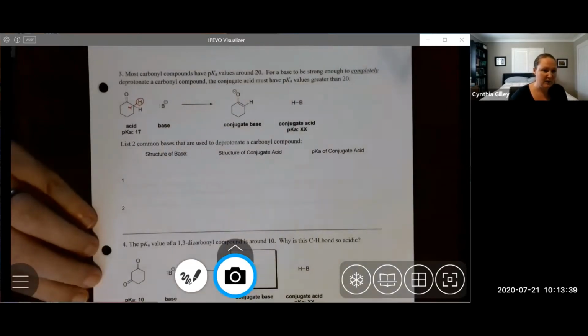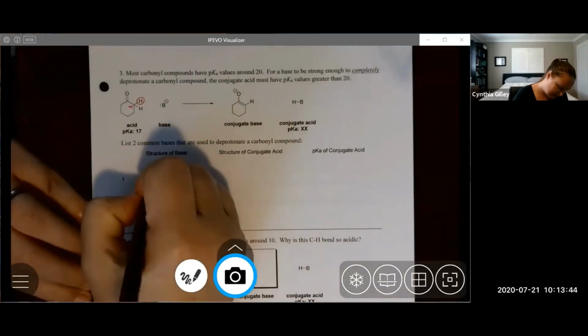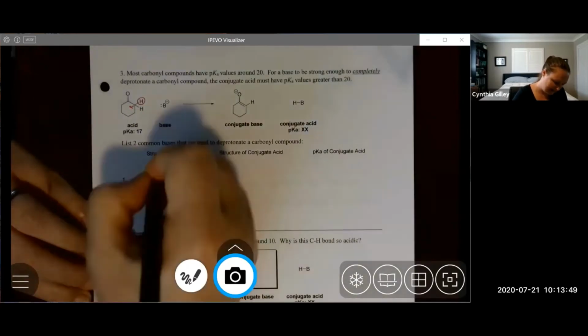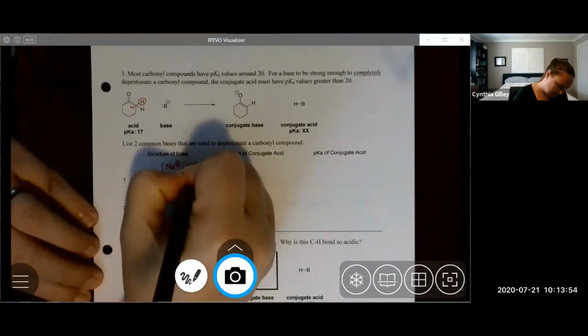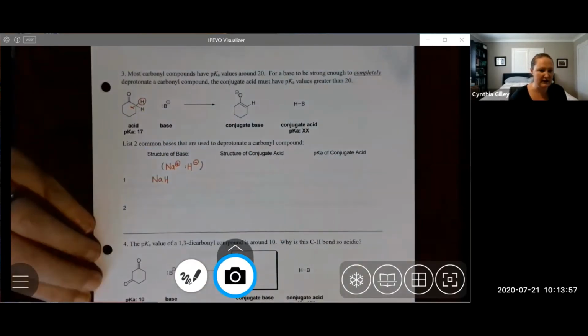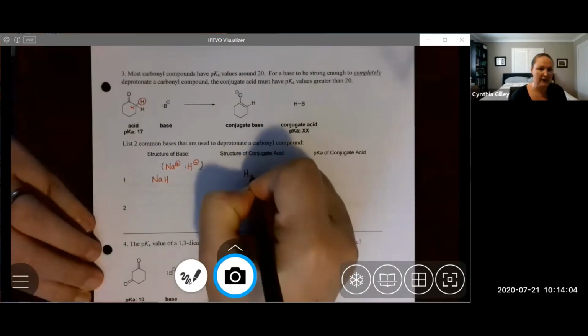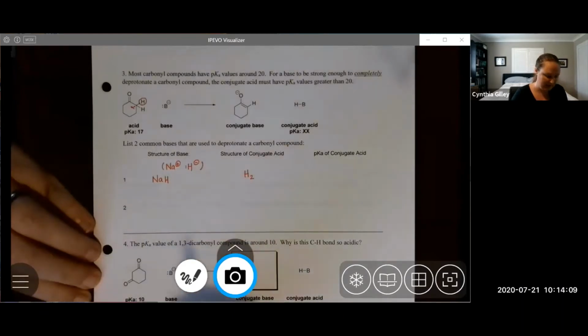So what can we use that would be strong enough? One common one is sodium hydride. And this is really Na plus and H minus, but drawn together looks like NaH. And the structure of the conjugate acid is H2, because H minus is the base, and when it picks up a proton, it becomes H2, and we need the pKa.